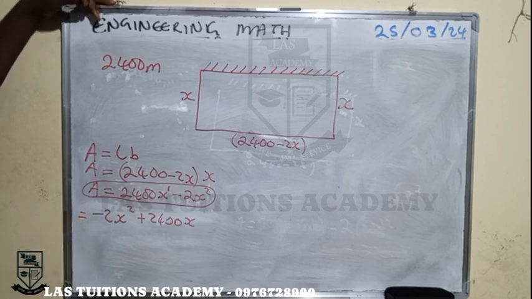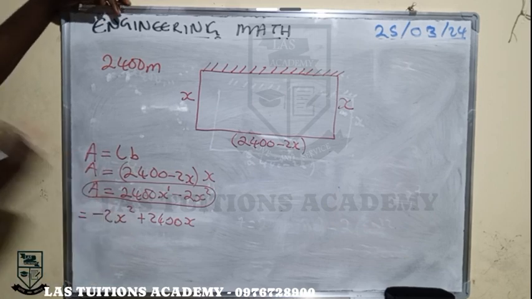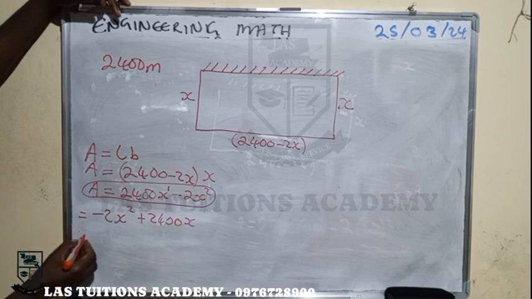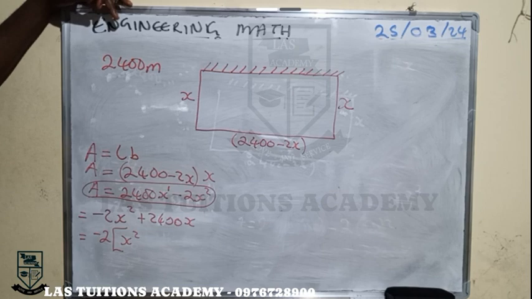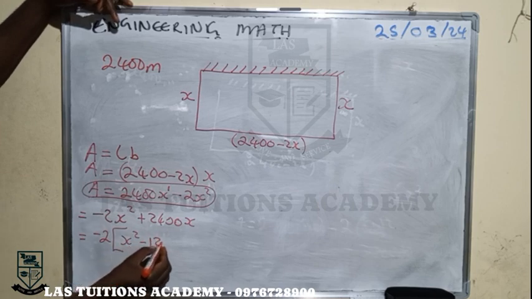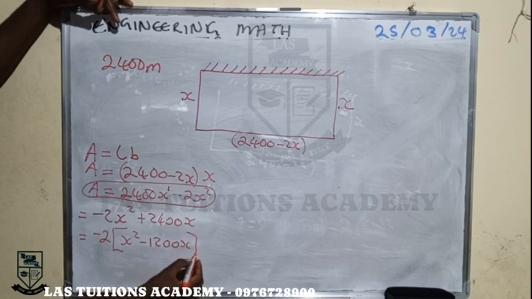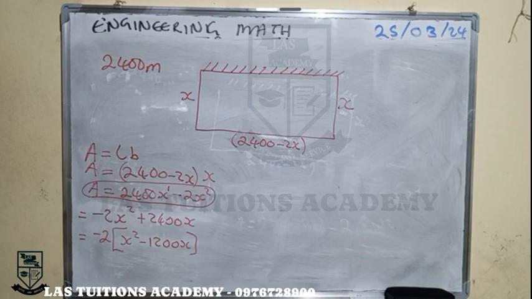Now here we need to remain with x squared only, so we can factor out the negative 2, so that we remain with x squared. This divided by that, we're going to get minus 1,200x. I hope that is okay, because when we multiply this times this, we get back that. Negative times negative is positive, 2 times 1,200 gives us 2,400. So we have factored it out.